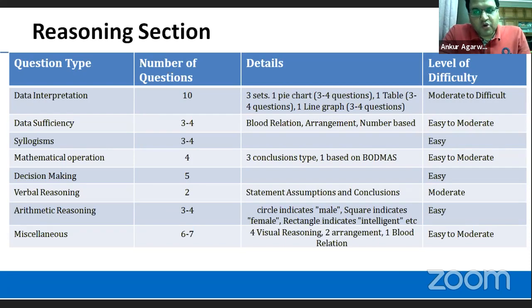Students who are attempting tomorrow can primarily target topics like data sufficiency, syllogisms, mathematical operations, decision making, visual reasoning, arithmetic reasoning, right? So questions on these topics have been found to be on the easier side in the first 2 days. So, students can target these topics if the paper appears to be similar to the first and the second day, right? Now let's move to the next section, which is the quant section.